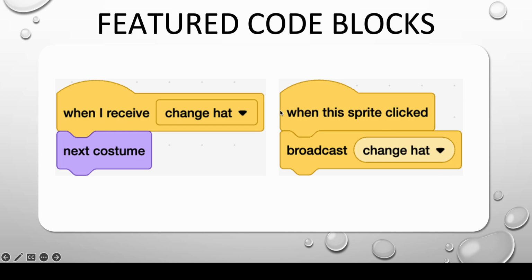The featured code blocks we're using today are mainly event blocks, these yellow ones, and some purples. We are going to focus on when a sprite is clicked, it's going to broadcast or kind of shout a message to the rest of the sprites to change the hat, to change things. And when another sprite receives that message, it's going to go to its next costume.